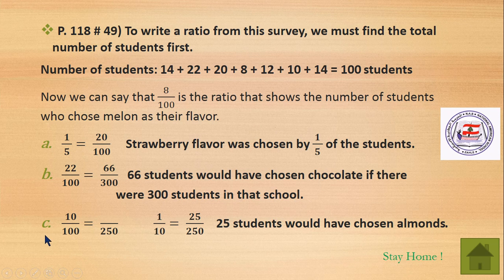Part C. If the school now has 250 students, then how many students would have chosen almonds? Now in this survey from the table, we have 10 students who have chosen almonds out of 100. Now how many students will choose almonds out of 250? I simplified 10 over 100 to become 1 over 10, and then I multiplied 10 times 25, 250, 1 times 25, 25. Then 25 students would have chosen almonds.